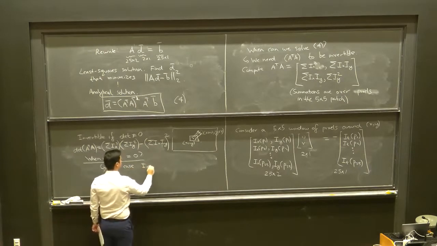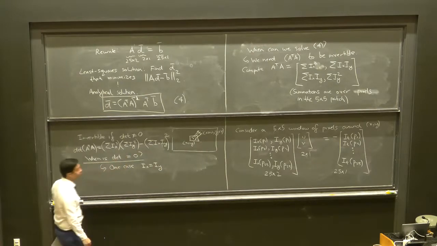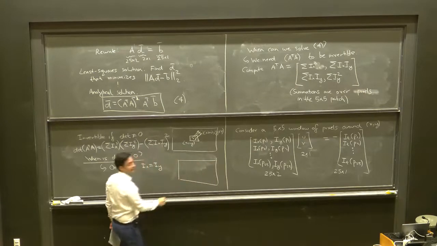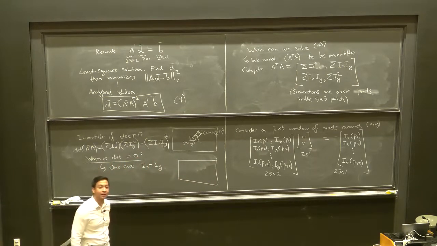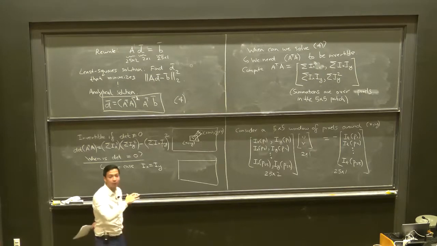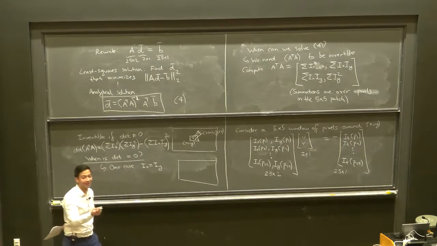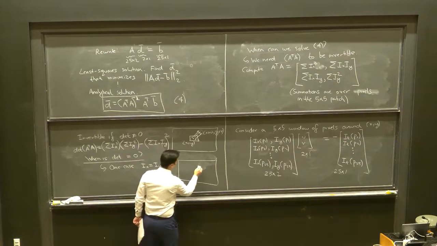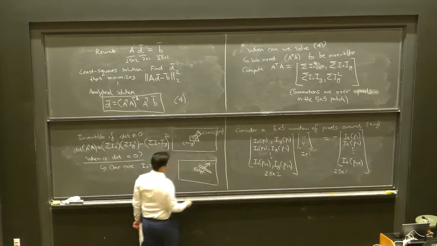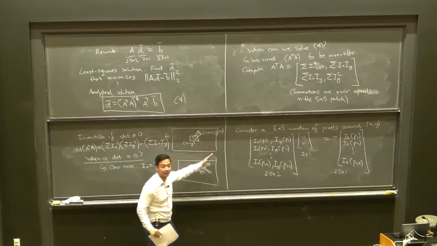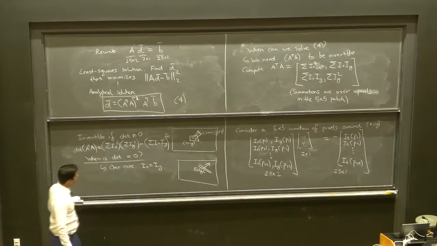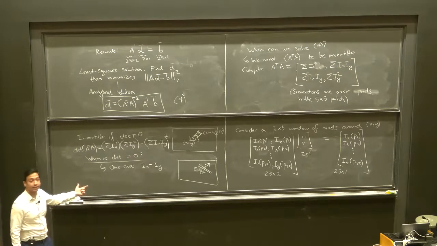is when Ix is equal to Iy. So intuitively, can someone figure out what that corresponds to? What does it mean, visually, for Ix to be equal to Iy? Go ahead. 45 degrees. Yeah, so you have an edge at a 45-degree angle. So the image gradient is in this direction. So I guess that's one problematic case.